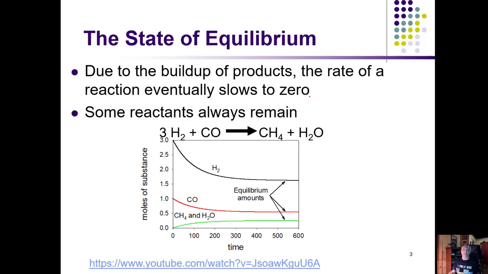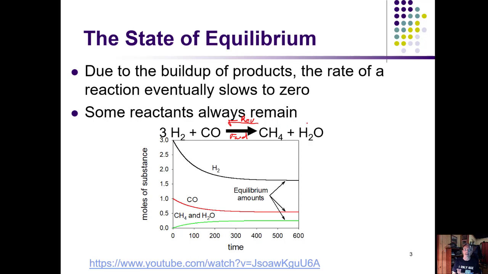Now here's the deal. It does not mean that the reaction stops. It just means that the rate of the reaction in the forward direction starts to equal the rate of the reaction in the reverse direction. In other words, what's actually happening is the products begin to produce reactants. And at equilibrium, the forward rate equals the reverse rate of the reaction.